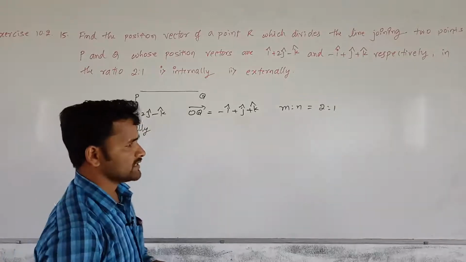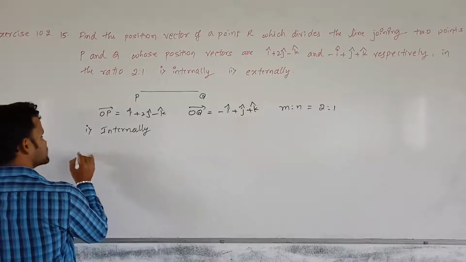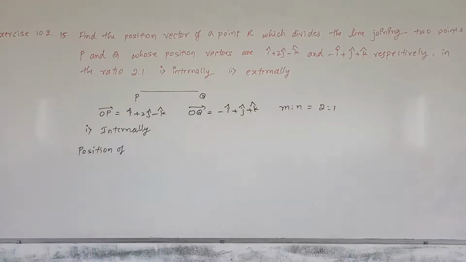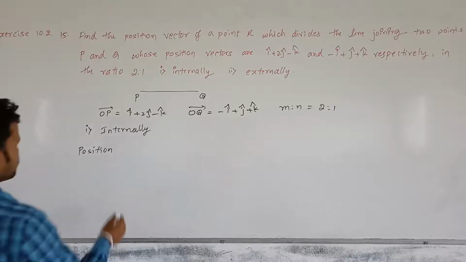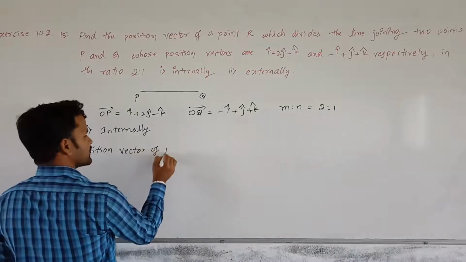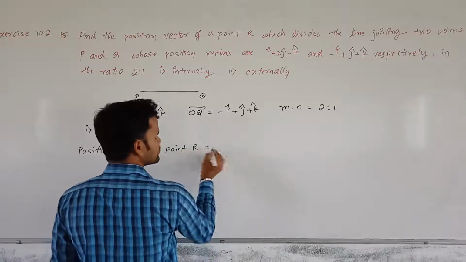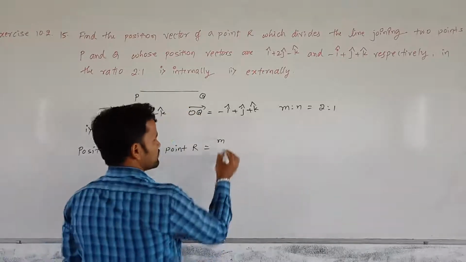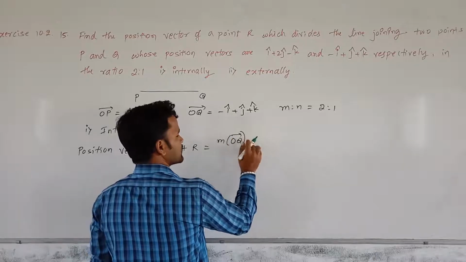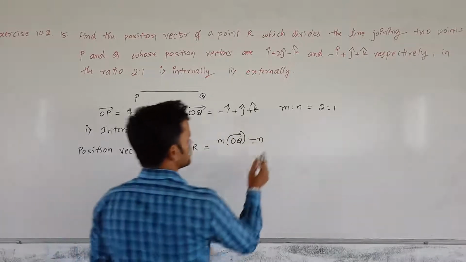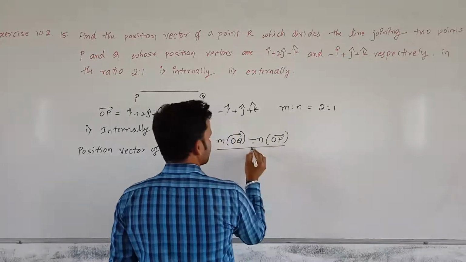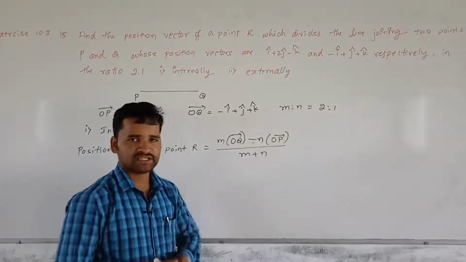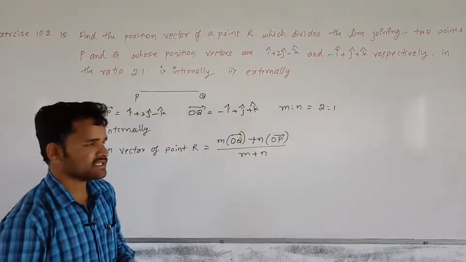When R divides PQ internally, what is the formula to be used? Formula is, position vector of point R is equal to m into position vector of the second point Q, plus n into position vector of the first point P, this is OP, divided by m plus n. See, plus or minus you should not get confused. When it is internal division, plus, when it divides externally, minus comes.